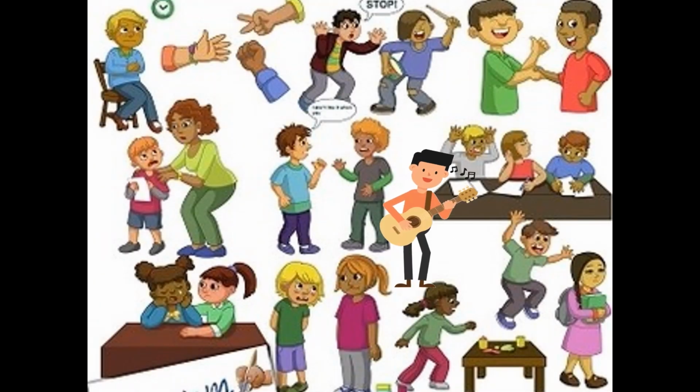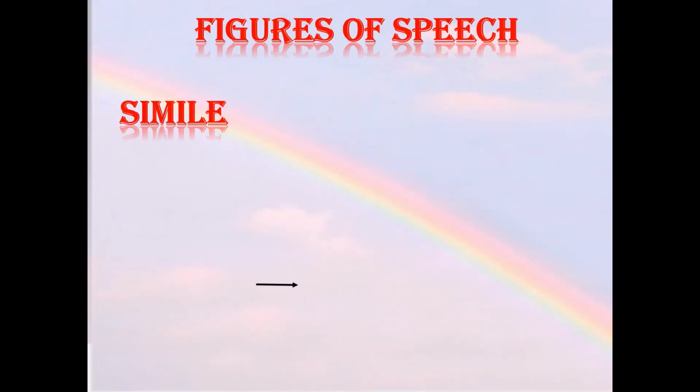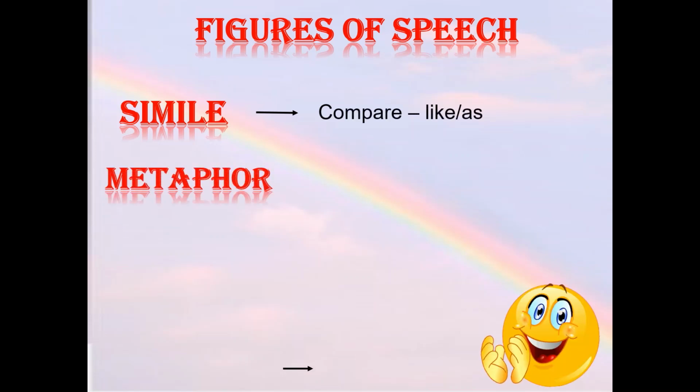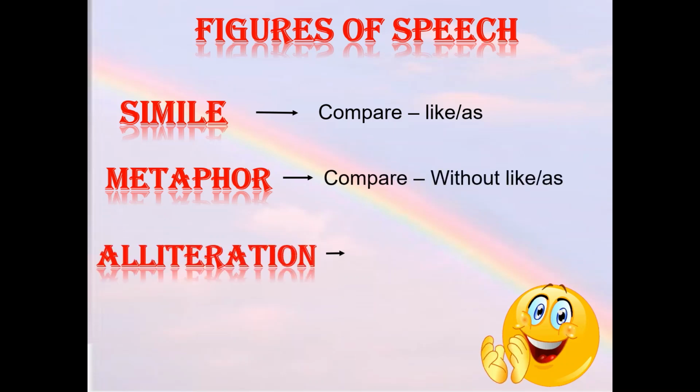So my dear students, today we have learned 5 important figures of speech. So let us quickly brush up on these 5 figures of speech. Simile is when there is comparison using the word like or as. Metaphor is when there is comparison without using the words like or as. Alliteration is when the sound is repeated at the beginning of the word.